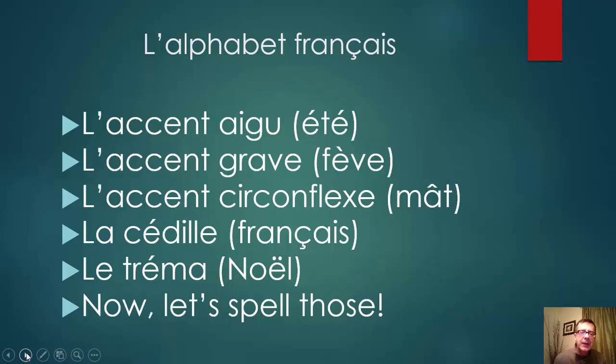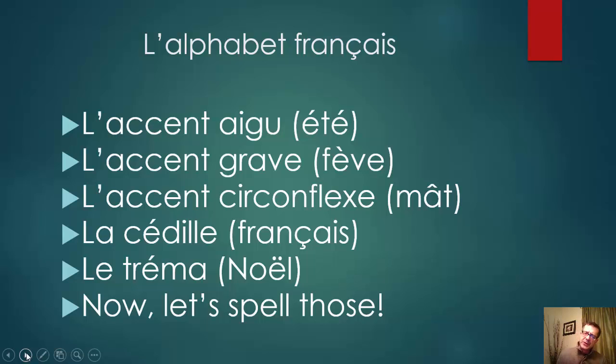Next one is le tréma. It's the two dots, the diaeresis, right? So usually the tréma is used to indicate that there are two separate vowels going on. Don't cram them together and do one thing. Instead, give me two separate vowel sounds. So Noël, two separate vowel sounds, le tréma. And that's the five accent marks in French. L'accent aigu, l'accent grave, l'accent circonflexe, la cédille, and le tréma.